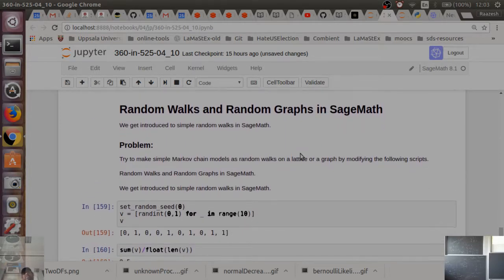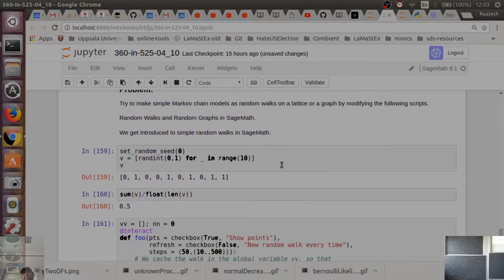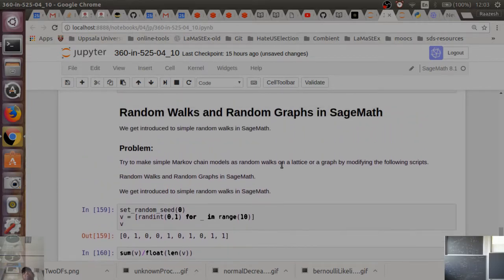And here is random walks on Sage. So maybe we'll start here after lunch. I don't want to rush through that too much.